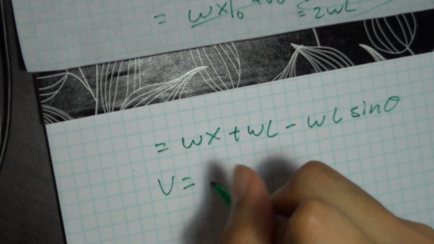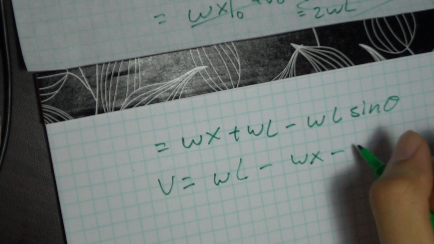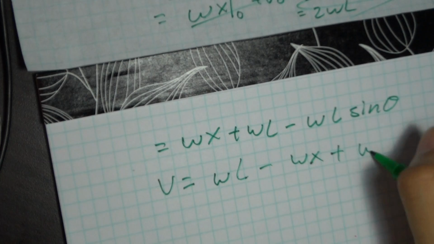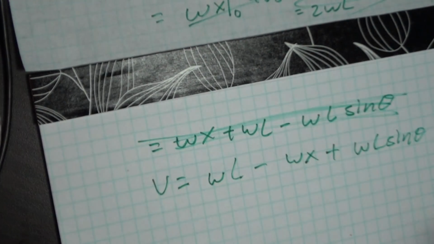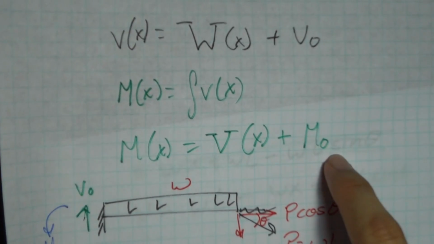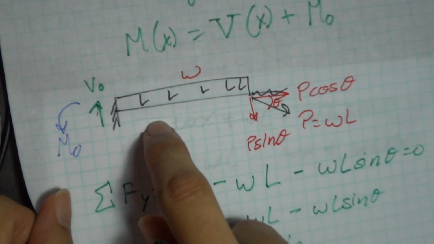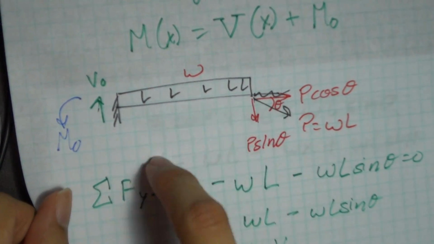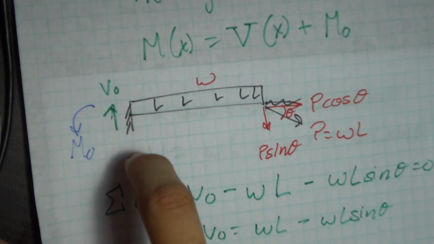V equals omega L minus omega X, plus omega L sine beta. So yeah, you can work this out. I'll leave the moment part to you. The moment uses the same exact principle. You just need to solve for M naught, and you can find what the moment due to this load is, and what the moments about these loads are around this point.